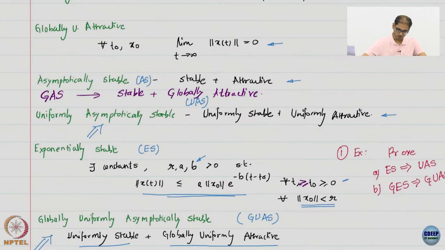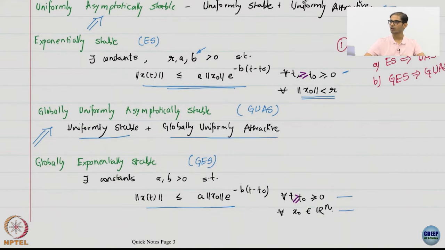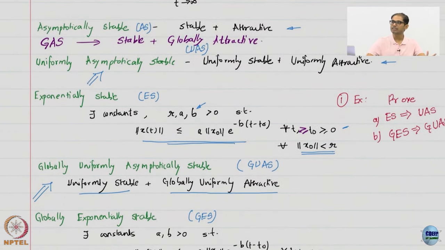All right. So, we have pretty much all the stability notions that we require covered. Pretty quick. Once you understand stability, uniform stability, and attractivity, you are more or less done. All the other notions are just combinations of one or the other of the two. And you understand how to strengthen them. You don't have to necessarily remember the sequence and all that.